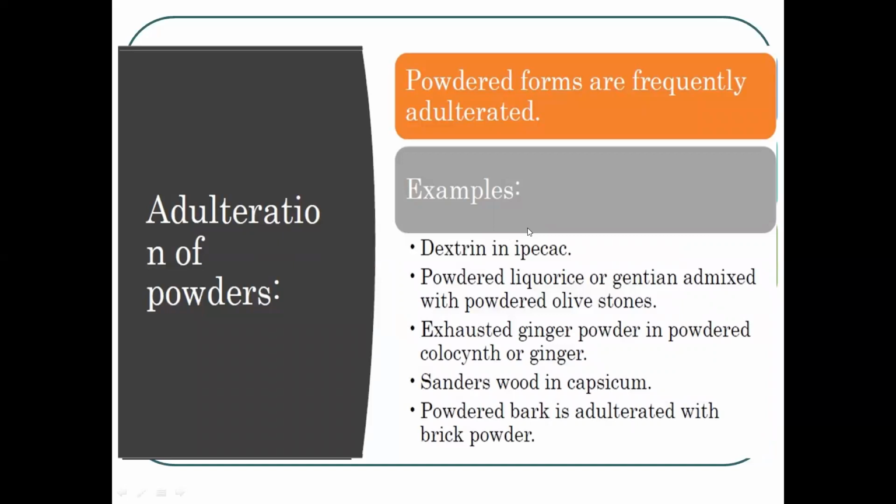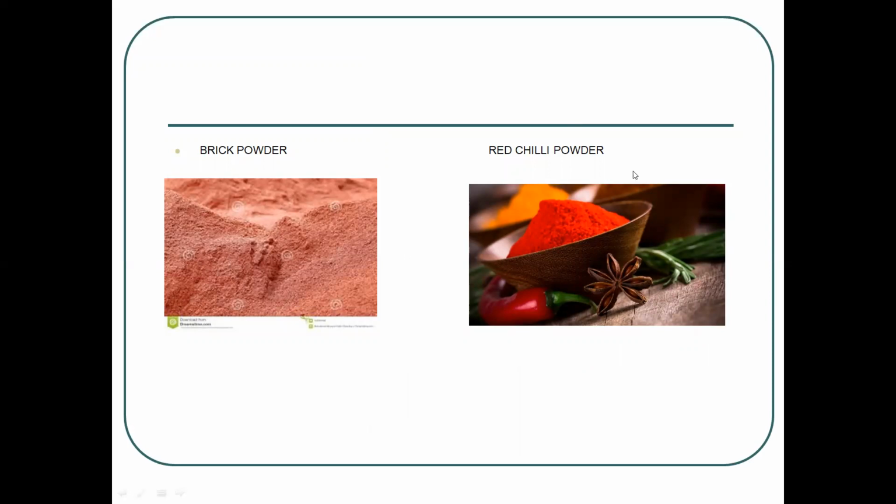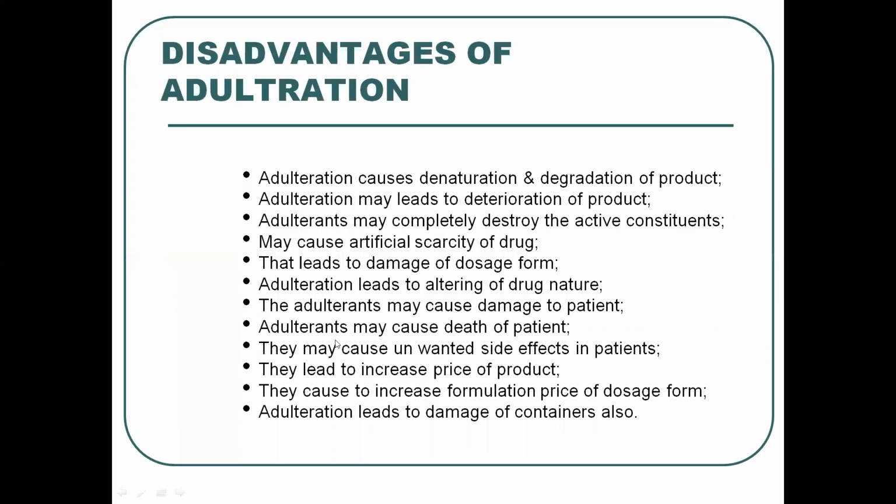Then adulteration of the powders. Powders are frequently adulterated, easily हो जाते हैं, बस similar color चाहिए. Like examples: dextrin in ipecac, powdered licorice and gentian admixed with a powder of olive stones. Then exhausted ginger को mix कर दिया जाता है with a powder, ginger के साथ exhausted ginger जो बिल्कुल उसके अंदर से extract हो चुके हैं chemical constituents. Sandalwood in capsicum. Powdered bark is adulterated with brick powder also. Like this is the brick powder and red chili powder. This is brick powder. It can be added in the red chili powder.